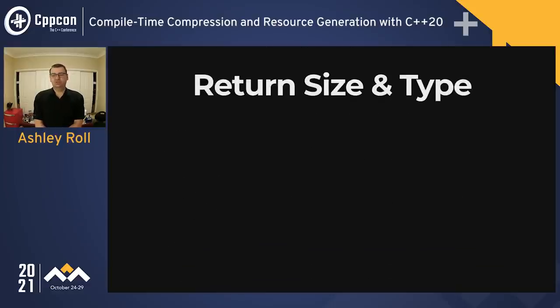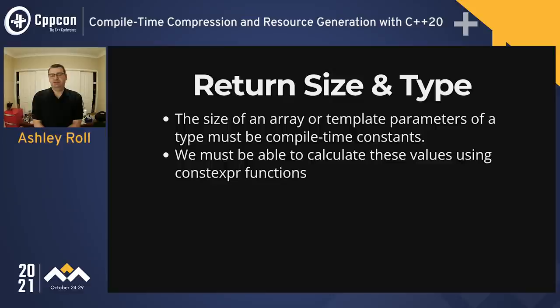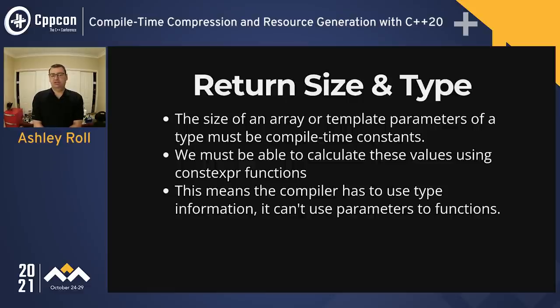So, return size and type. The size of an array or a template parameter of a type must be a compile-time constant. We can't calculate a size and then define a type from that. We'll see examples of how we do this in a minute. But unless it's a constexpr constant, we must be able to calculate these values using constexpr functions, and constexpr functions within other constexpr functions that are building the content. It means the compiler has to use type information.